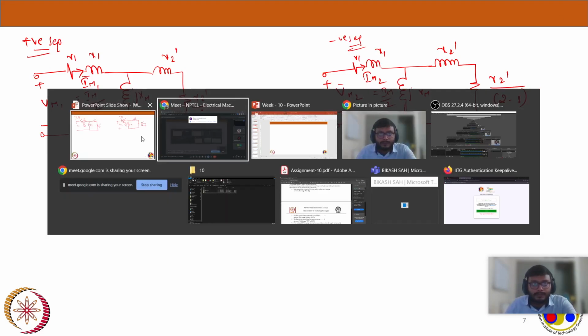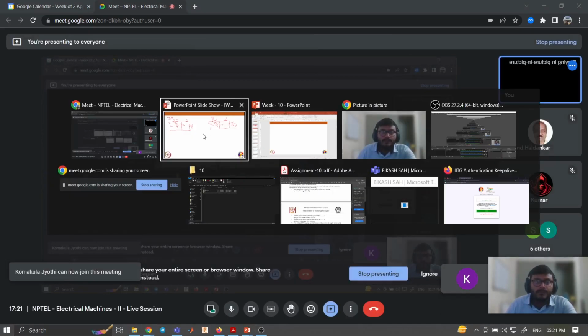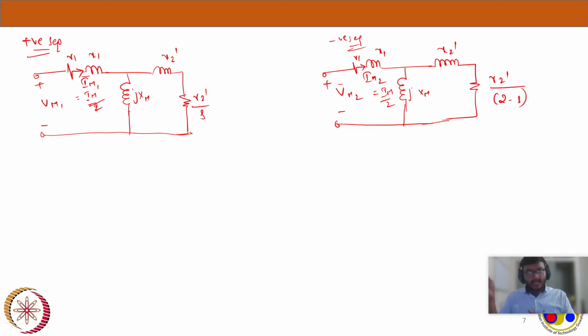The idea is to add these for the analysis, but to help with that discussion, we have found that both these sequence equivalent circuits have the same current. So there is no harm in connecting these two circuits in series, because the same current is flowing in the stator windings. That's what we observe from the diagram here. So what I will do is connect these two in series. I'm just connecting these two.